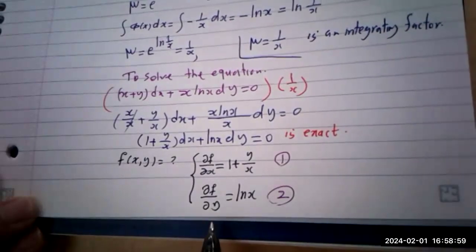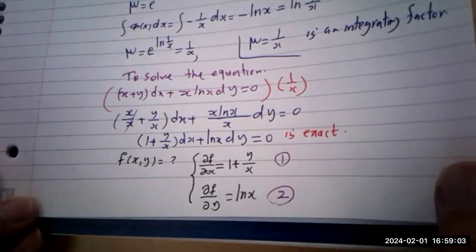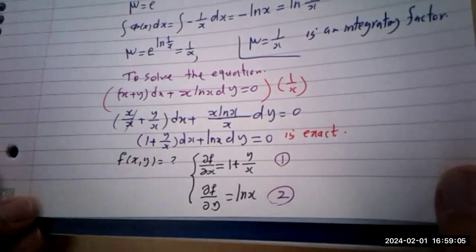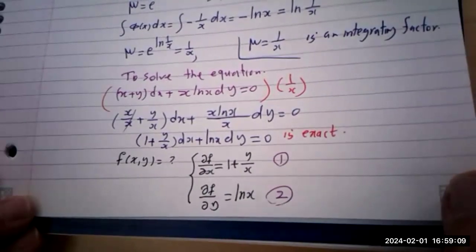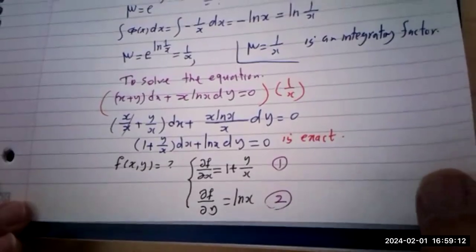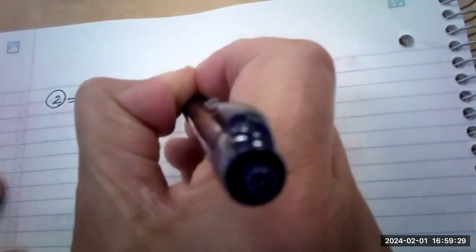You remember the second one: differentiate with respect to y, integrate with respect to y. So it's easy, or easier. Okay, any question? So I start with number 2, taking the integral of ln x with respect to y, which is going to be just y. So I take it from number 2. In number 2, I integrate with respect to y: f of x, y is the integral of ln x dy.